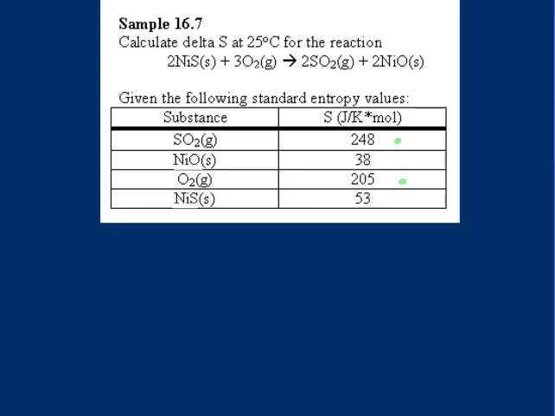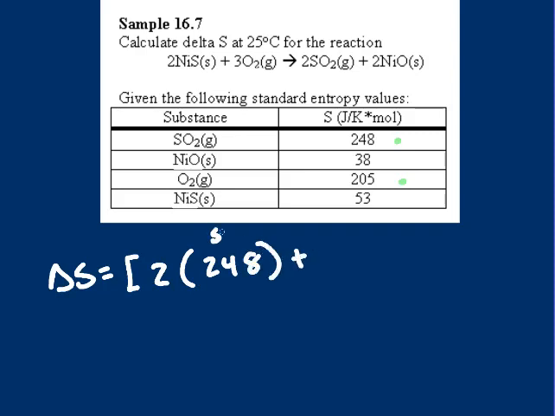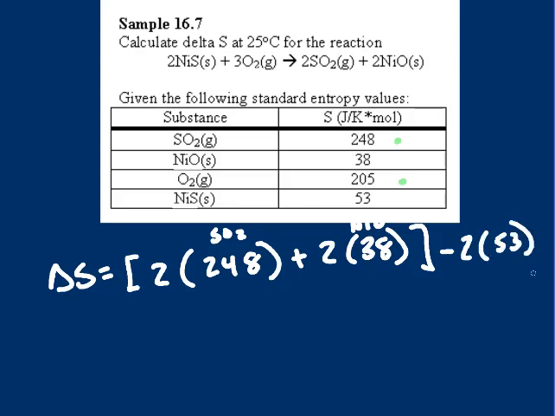So just like before, we're going to do products minus reactants. So delta S is equal to open bracket: I have 2 sulfur dioxide, so 2, and then sulfur dioxide is 248 plus, so this was SO2. We have 2 nickel oxides, which are 38, close bracket, minus, I have 2 nickel sulfides at 53, plus, so that was nickel sulfide, 3 oxygens at 205.